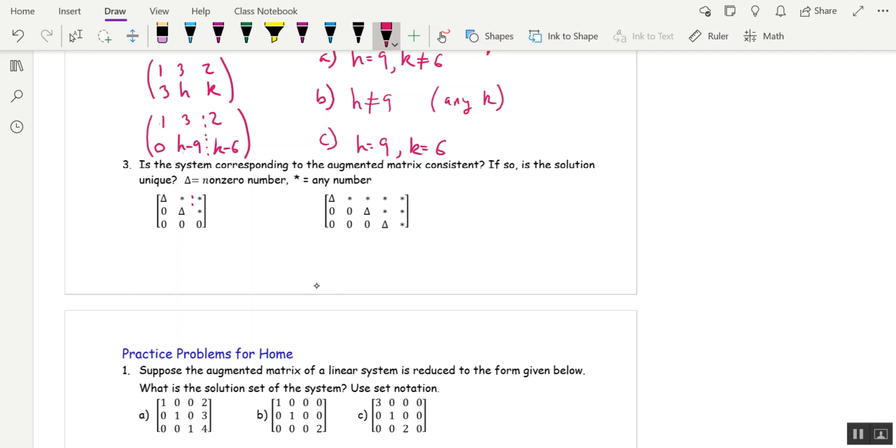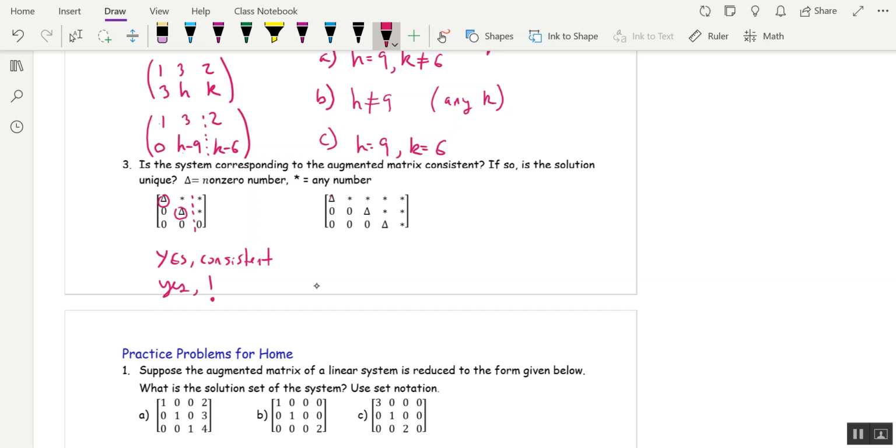So this is an augmented system. And so I've got a pivot here and a pivot here. And so I can't get a bad row of all zeros and then something non-zero because triangle is non-zero. So yes, consistent. Is the solution unique? There are 2 variables, x1 and x2. Each variable corresponds to a pivot column, so there are no free variables. So yes, unique. Yes to both.